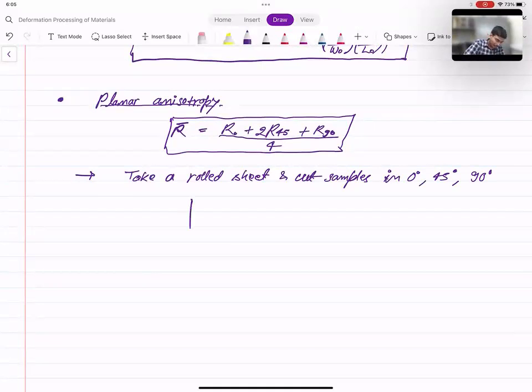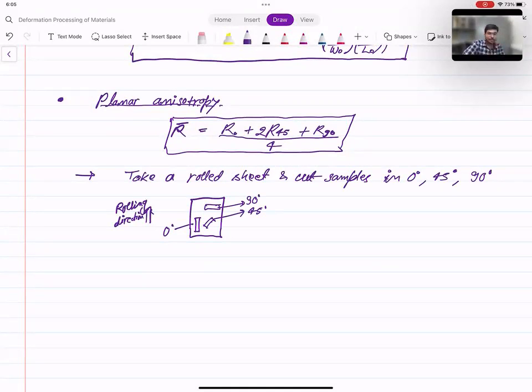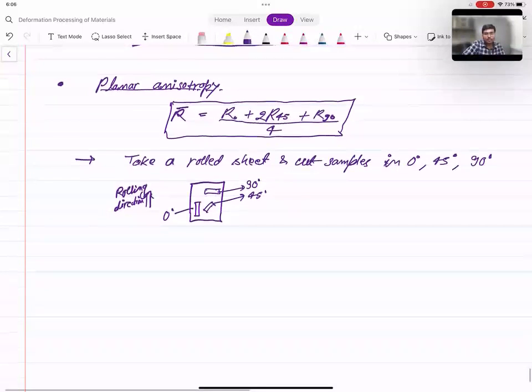So say this was the sheet. A sample like this will be along 0 degree, and one like this will be along 45 degree, and say this is along 90 degree. This will happen when this is the rolling direction. So in this case, R0, R45 and R90 will be the normal anisotropies in 0 degree, 45 degree and 90 degree samples respectively.